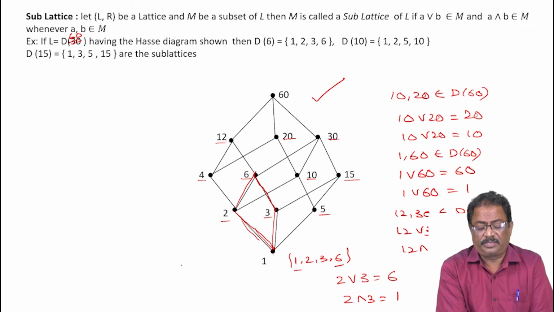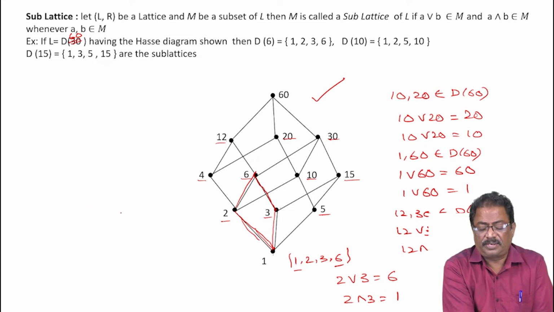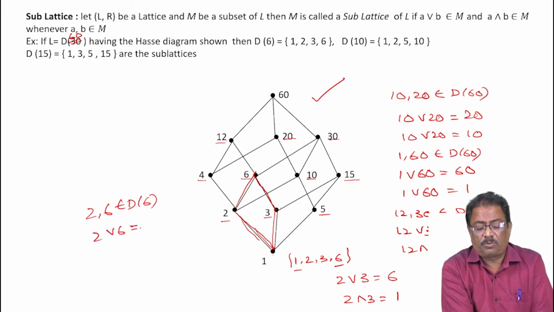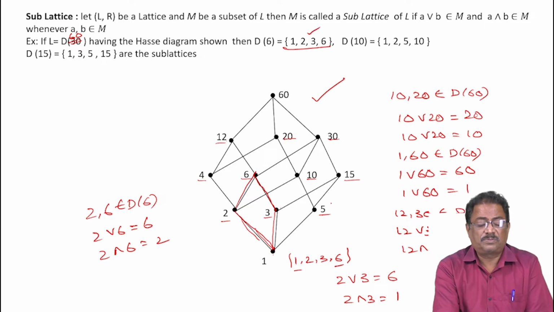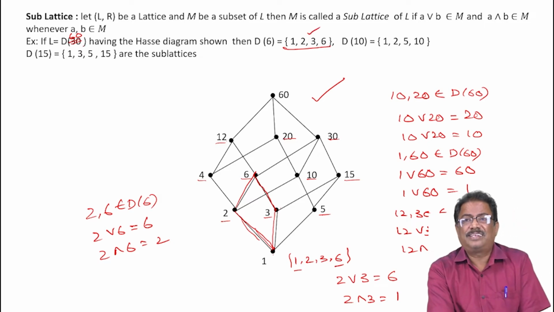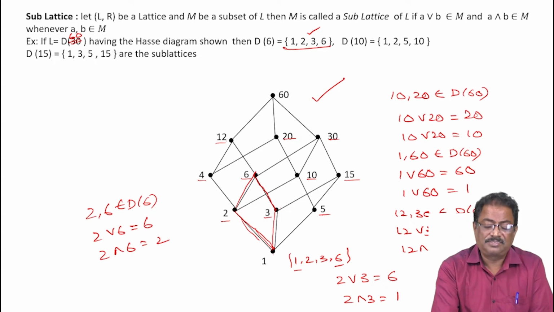So whatever elements I am considering, let us consider 2, 6 from D6. Then the least upper bound of 2, 6 is 6 and the greatest lower bound of 2, 6 is 2. So we can say that it is a lattice. So it is a subset of this, so we can say that it is a sublattice.